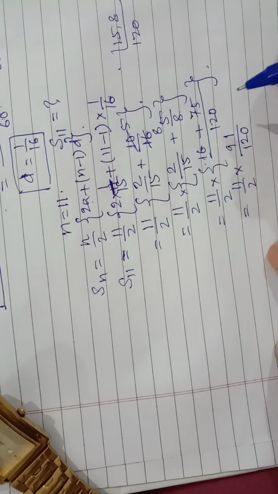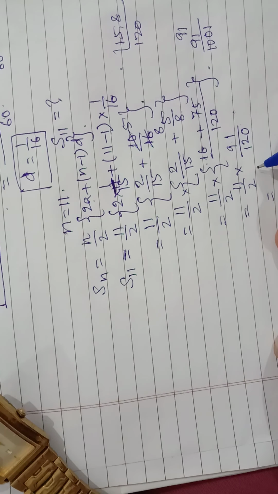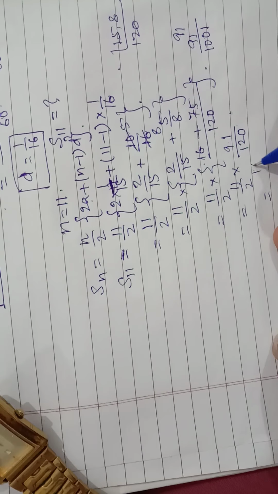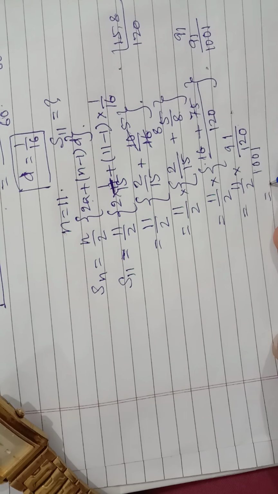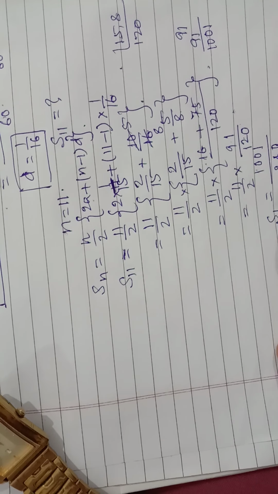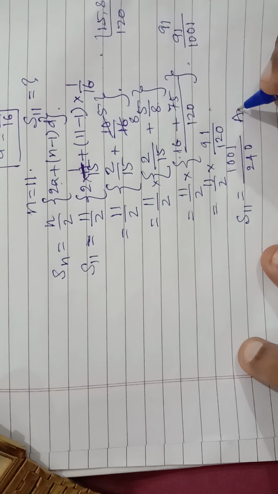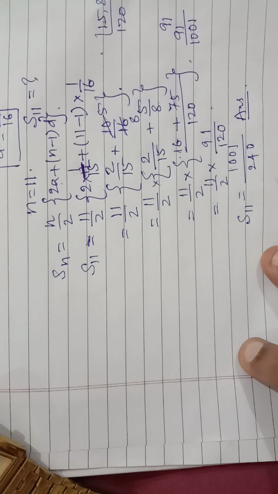So here 11 into 9 is equal to 99 divided by 60. So S11 is equal to 99 by 60.